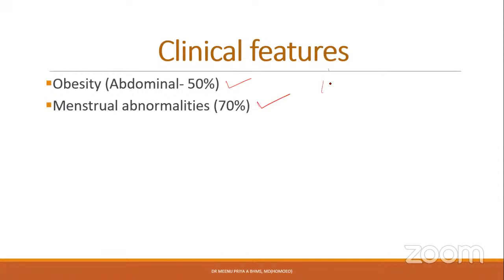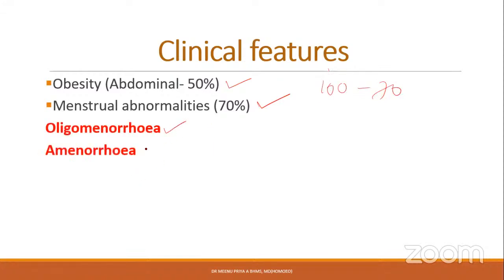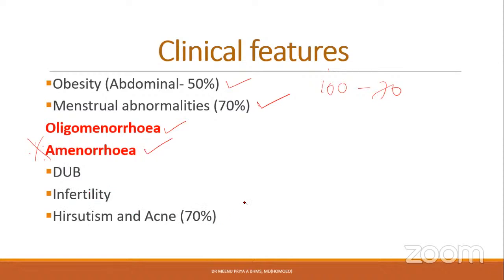In 100 females with PCOS, 70 will have menstrual abnormalities, and that menstrual abnormality is usually oligomenorrhea or amenorrhea. Usually amenorrhea is more common. And then DUB in a few, and then infertility, hirsutism and acne in 70% again. Virilism is rare, even though it is a hyperandrogen condition.